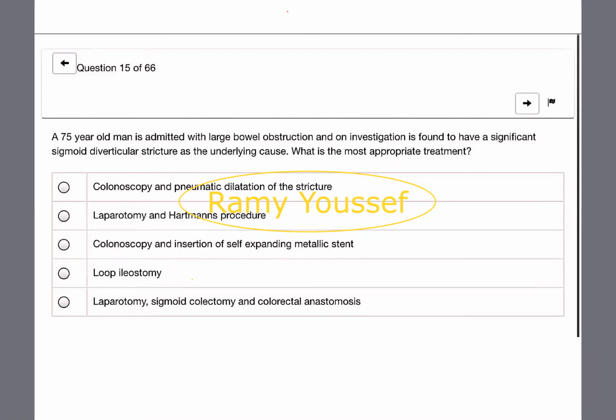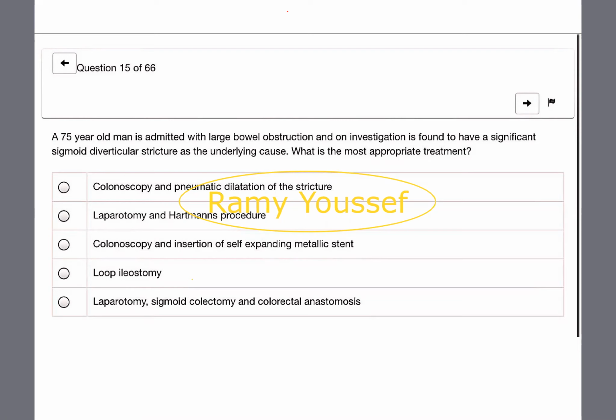It is either Hartmann procedure, laparotomy and Hartmann. Yes. Okay, do colonoscopy? No. Pneumatic dilatation? No. Colonoscopy and insertion of self-expanding stent? No. This is a friable part of the colon with the diverticular disease, so perforation is very common. Loop ileostomy, no, it doesn't relieve the obstruction. Laparotomy, sigmoid colectomy, and colorectal anastomosis, no. It is laparotomy, sigmoid colectomy, and Hartmann.